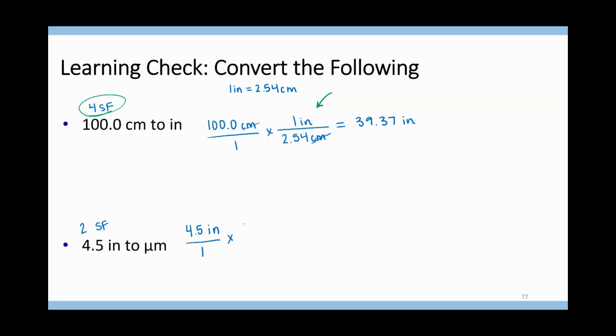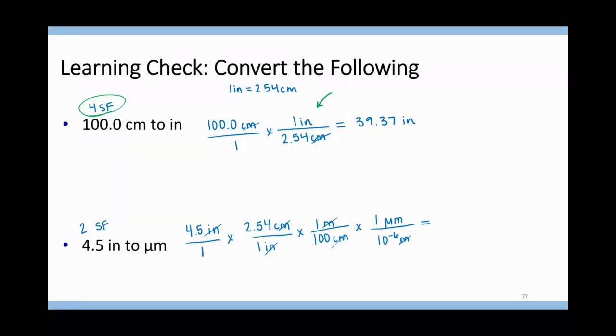So we have 4.5 inches. Let's first convert to centimeters. So I'll just cancel out units as we go along. Done with inches. Now we'll go to meters. Canceled out centimeters. And then now we'll go to micrometers, where 1 micrometer is 10 to the negative 6 meters. So now we've canceled out all units except micrometers.